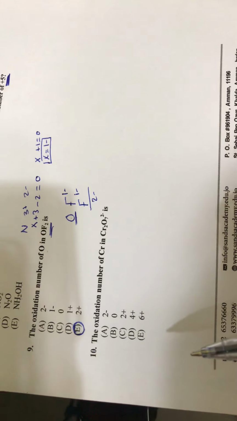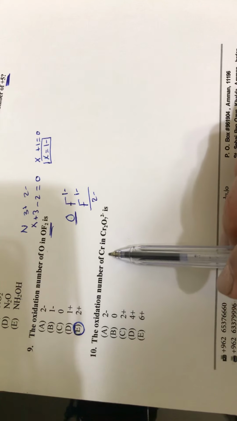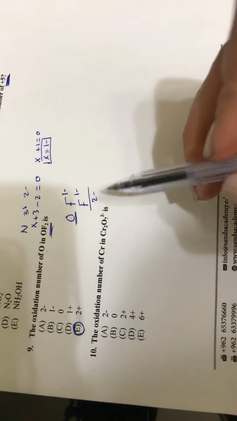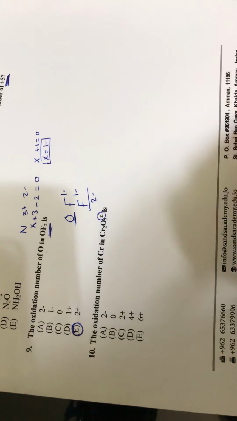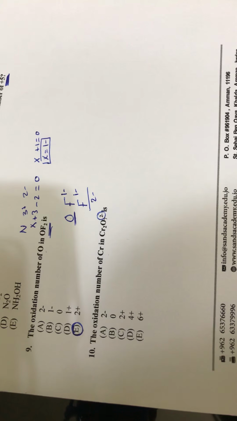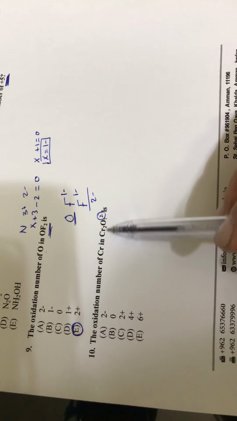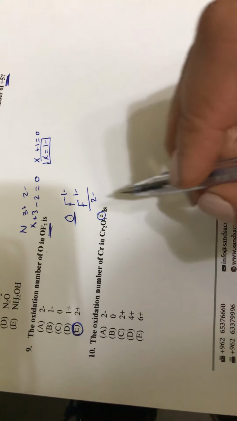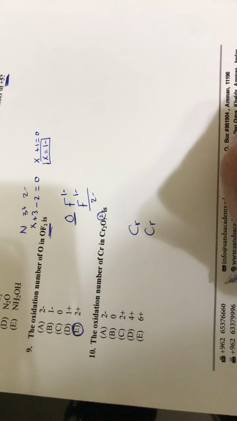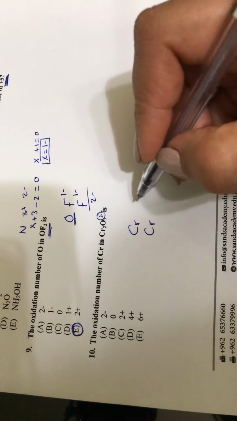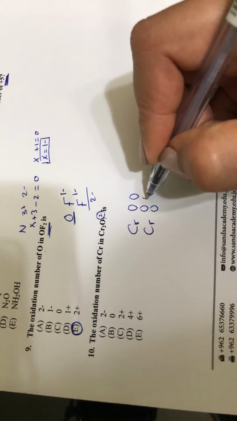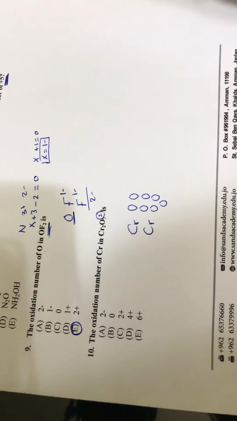Now, the oxidation number of chromium in Cr2O7 2-. It's a charged molecule. What is the rule for a charged molecule? When you add the oxidation numbers of elements, it must be equal to -2. So here in this compound you have 2 chromium and 7 oxygen atoms. 1, 2, 3, 4, 5, 6, 7.